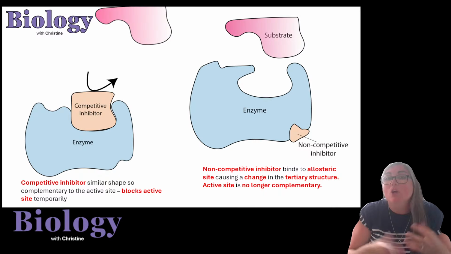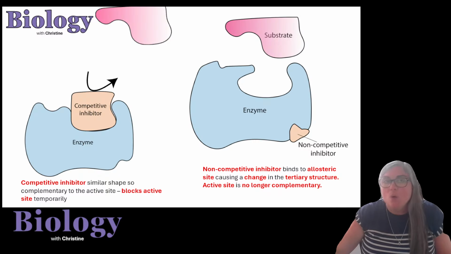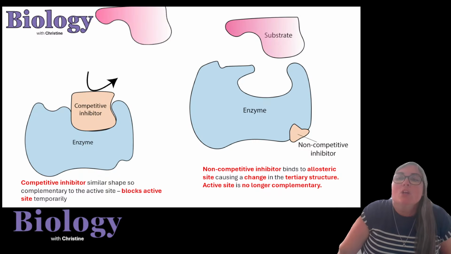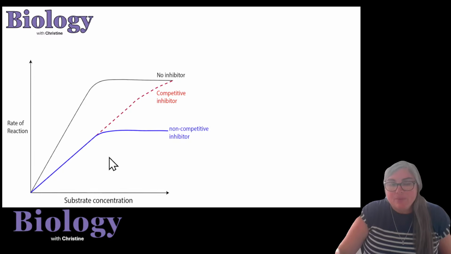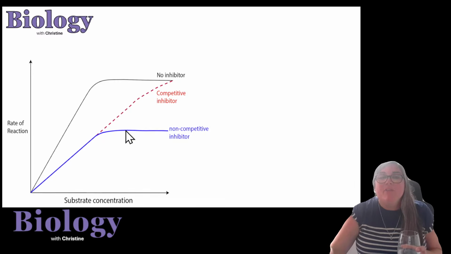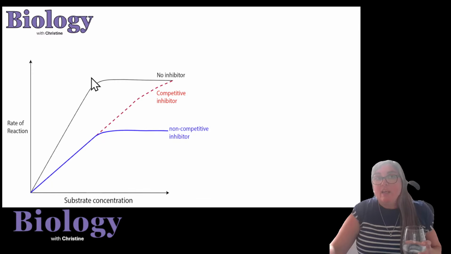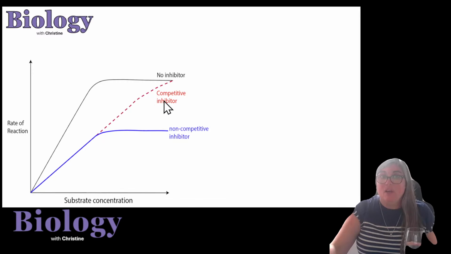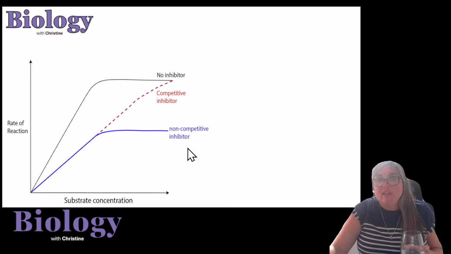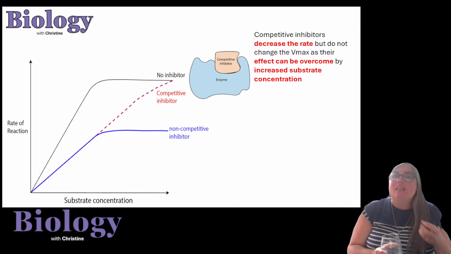And if the active site is no longer complementary, the rate of reaction is not going to be able to be sustained. So what you have to know, if you're looking at a graph and they're showing this, is that you've got the rate of reaction. If there is a fixed volume and we have no inhibitors, this is our rate of reaction up to our maximum. So by adding a fixed volume of competitive inhibitor, and a fixed volume of non-competitive inhibitor, we know that the competitive inhibitor is going to decrease this rate.